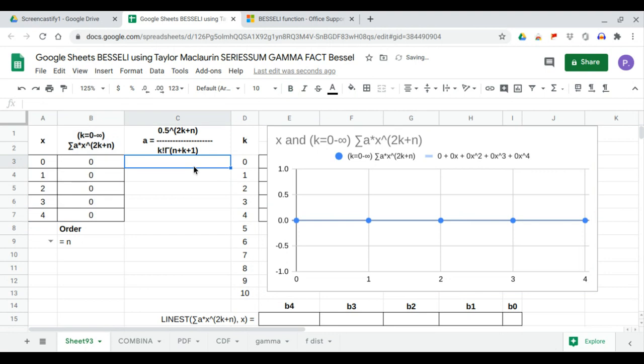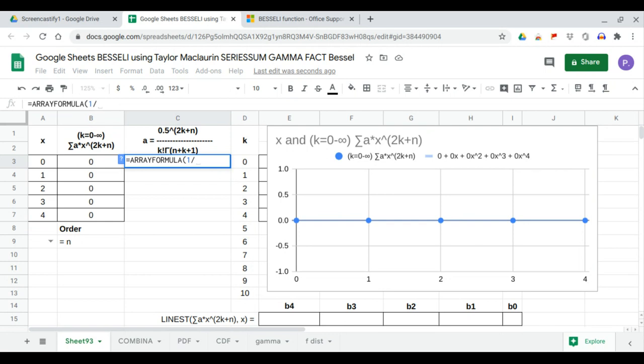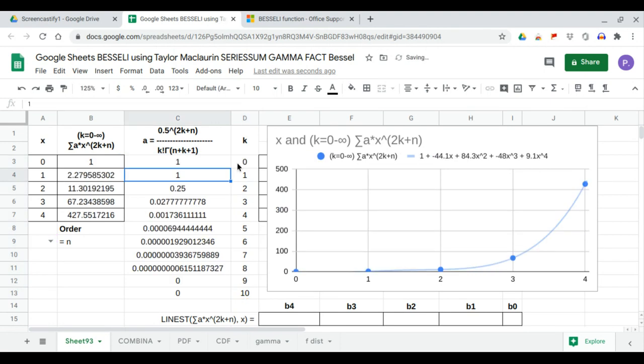Next, we'll continue with the coefficient, which is an array formula. Let's start with the denominator, which is k factorial times gamma. So factorial k, times gamma of n plus k plus 1. So that's the denominator part.